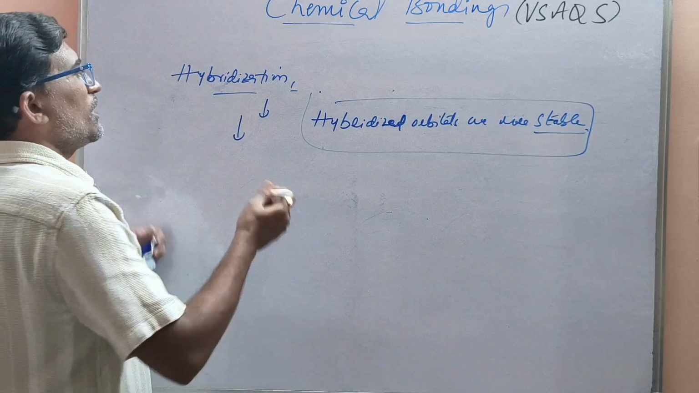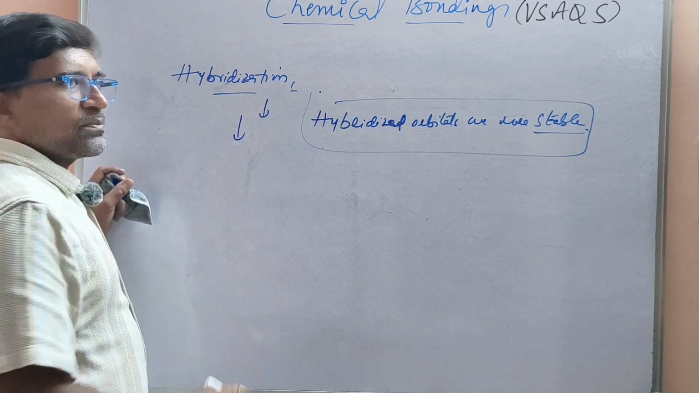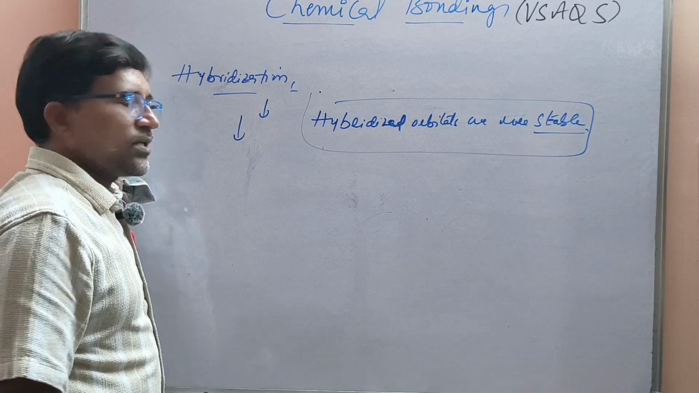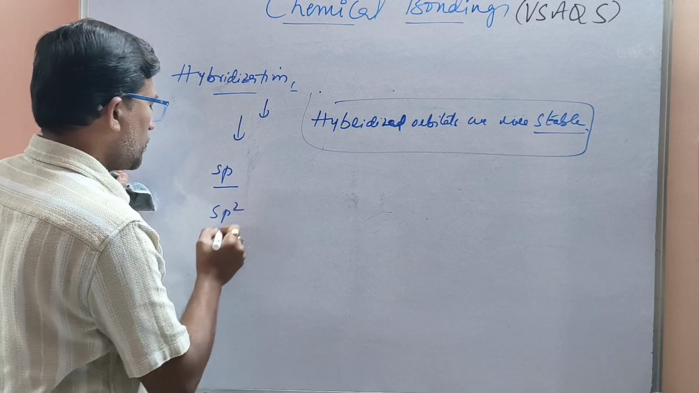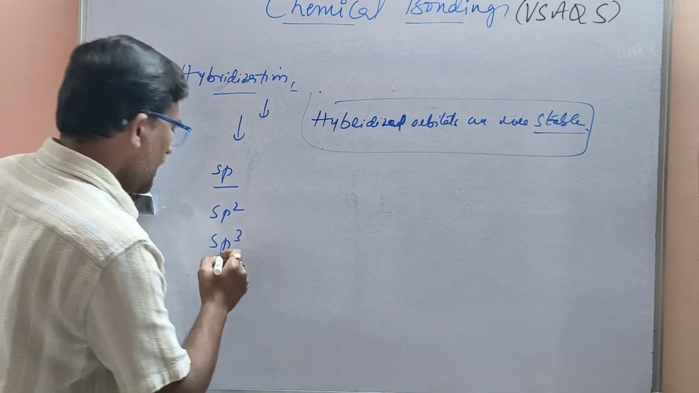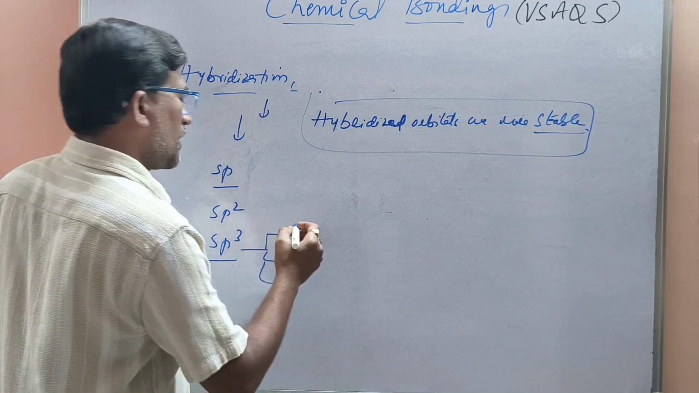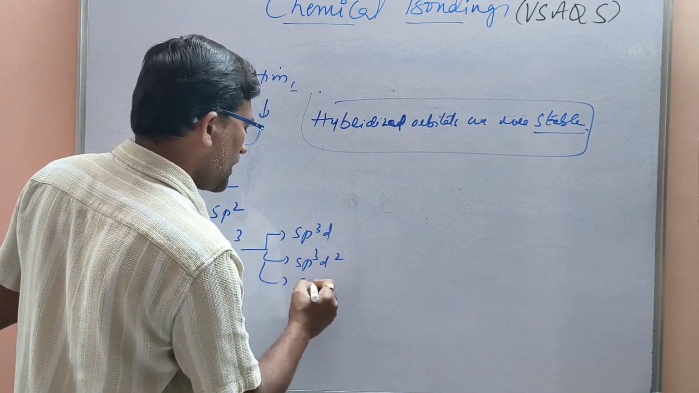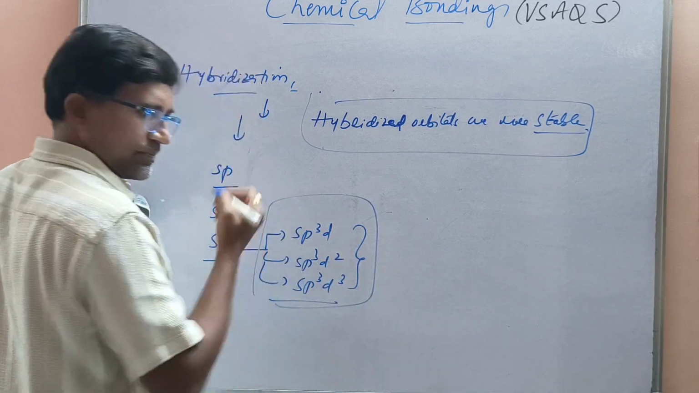Depending upon the type of orbitals participating in the concept of hybridization, we have different types of hybridizations. In that we have sp hybridization, sp2 hybridization, sp3. In sp3 also we have different types: sp3d, sp3d2, sp3d3, which we are going to study in intermediate.